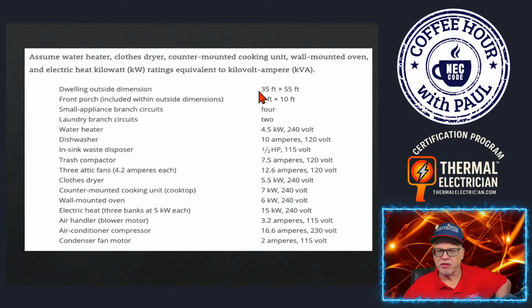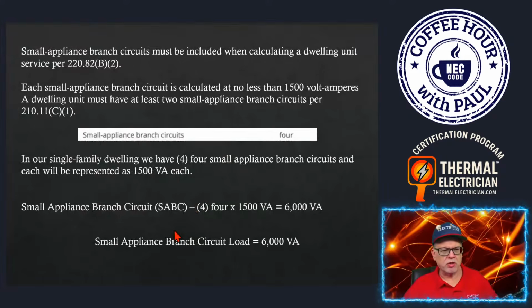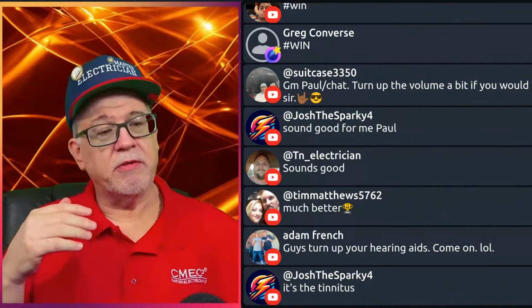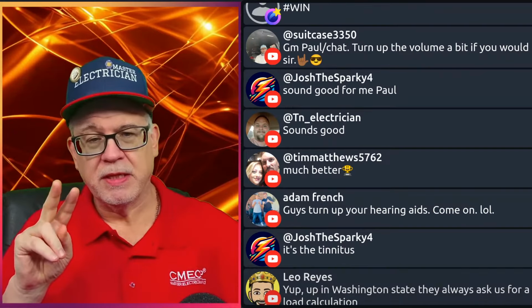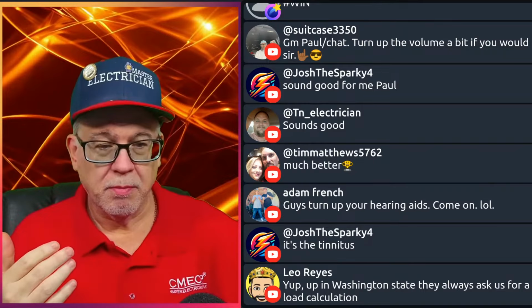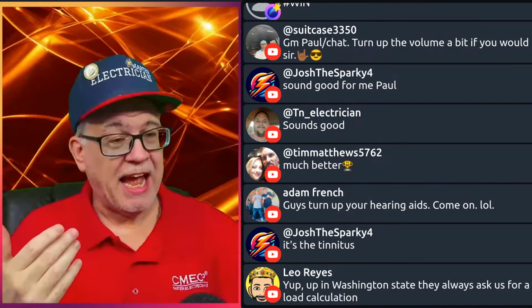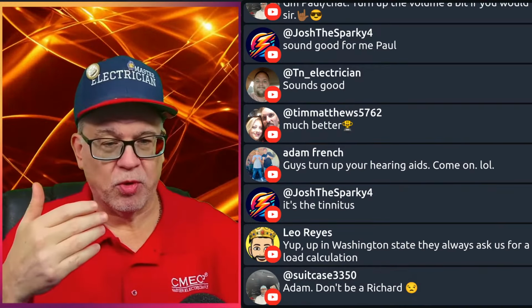All right. So here we go. This is covered. First part's covered. Let's go on to those small appliance branch circuits. So small appliance. Now we all know that the National Electrical Code says you have to have a minimum of what? You have to have a minimum of 2. That's at 210.11C1. At least 2. Now, ours we have 4. So today, I will tell you that you have to remember that it's a minimum of 2. But if they give you more, you've got to add the 1,500 VA for each one.